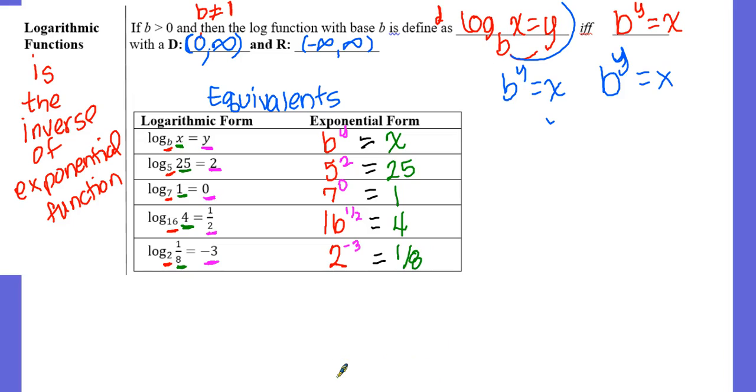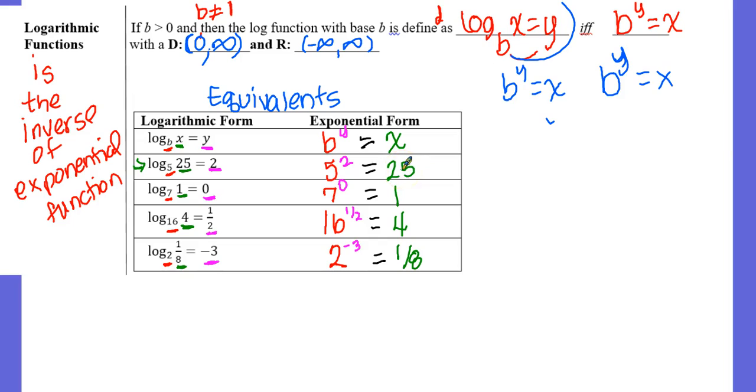Then when you're done, take a look at what you've created and tell me which column is easier on your eyes. The logarithmic column or the exponential column? Exponential, right? Especially when you look at this one where it says log base 5 of 25 is 2, which means what power of 5 is 25? The second power of 5 is 25, right? 5 squared equals 25. Totally makes sense, right?